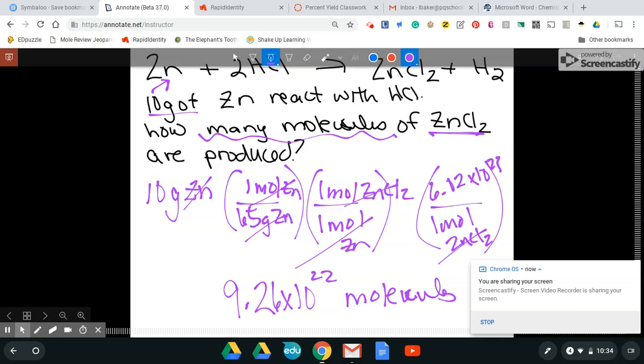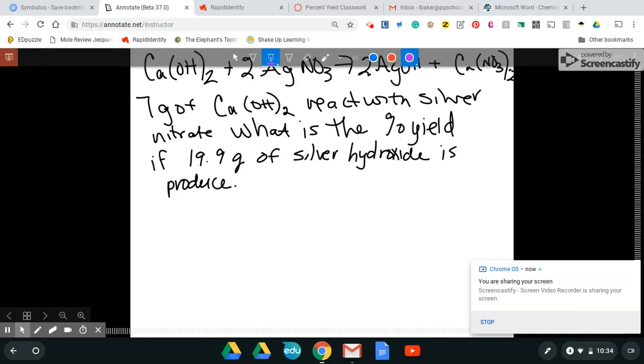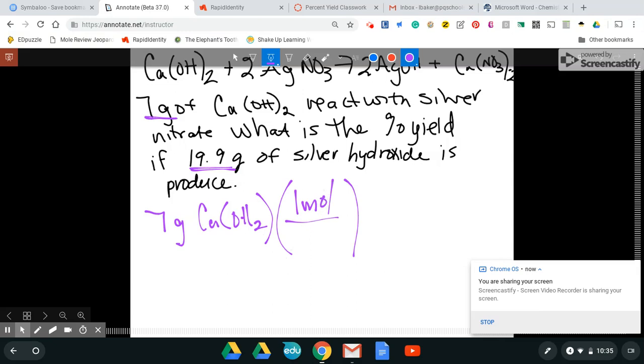Okay? All right. The last thing was a percent yield problem. Here's how you know if you've got a percent yield. If you've got 2 different values, then you know you're not just doing a stoichiometry problem. The very first one is what we do when we do just theoretical yield. So the first thing I want to do is use what I'm given, 7 grams of calcium hydroxide. Go ahead and convert that to moles. So 1 mole over 74 grams.